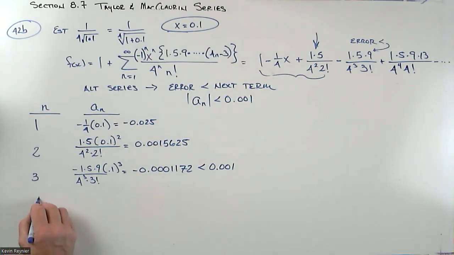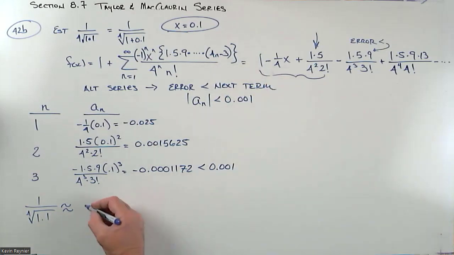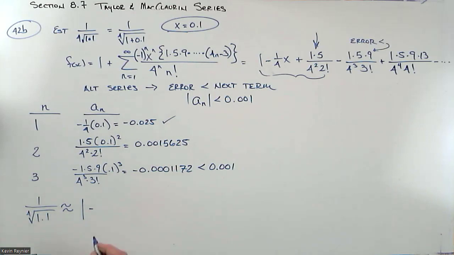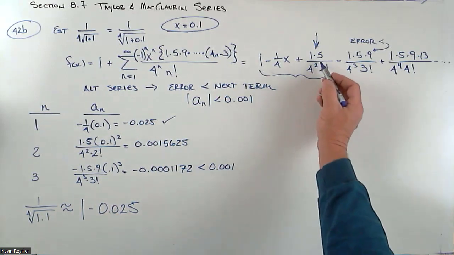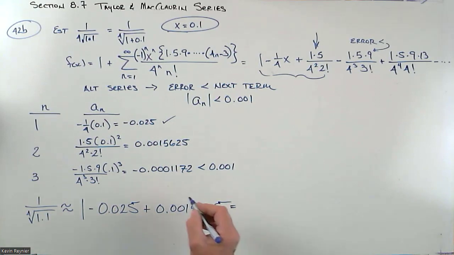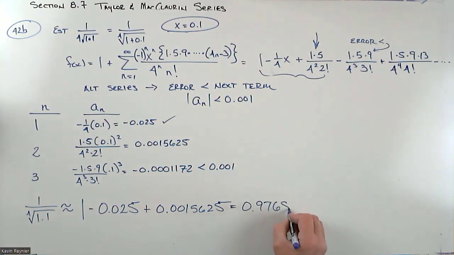So we know that 1 over the 4th root of 1.1 is approximately equal to the first term, 1, minus what we just found, 0.025, plus what we calculated right there, 0.0015625. I did that earlier with the calculator as well, and you come up with 0.9765625.